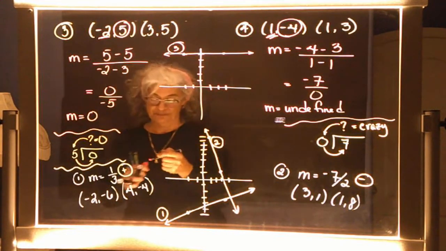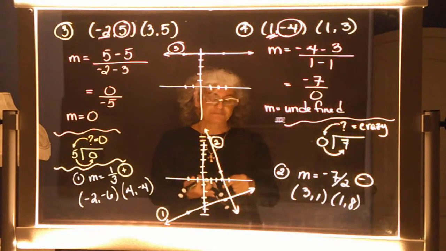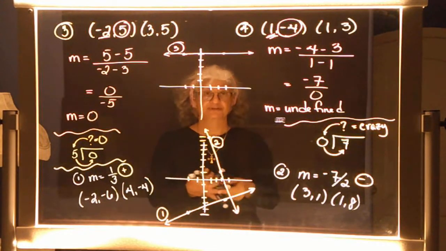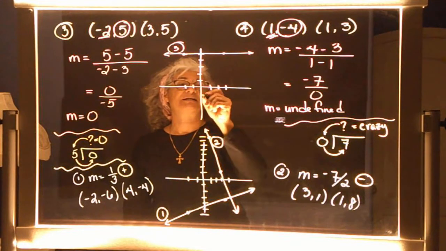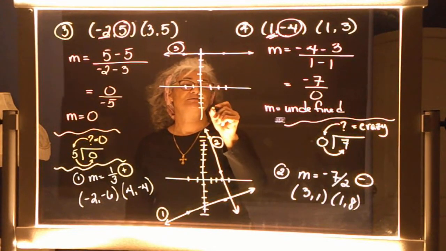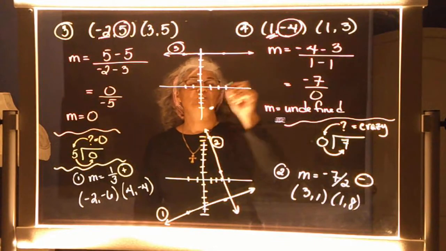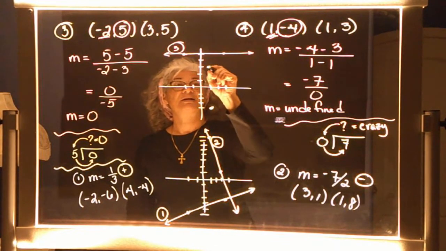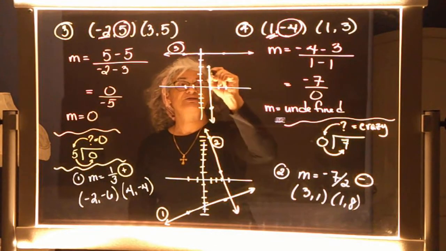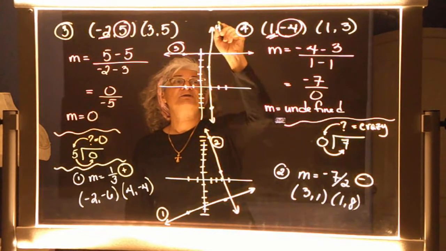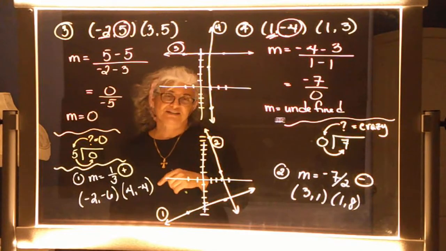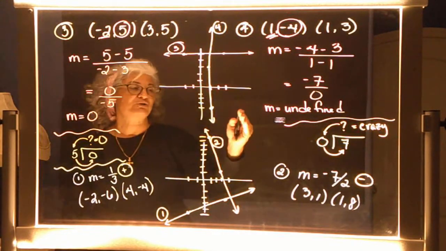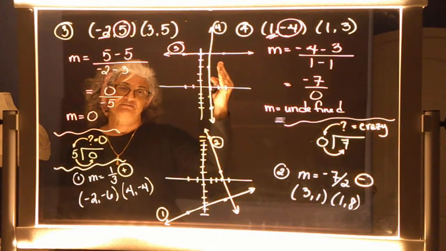Cool? Okay. And then let's go graph number 4 over here. My first point was 1 and -4. My second point was 1 and 3. And when I connect these 2 for number 4, I get a vertical line, don't I? Here's the fun I like to have with this. This is you trying to drive up the side of a building.